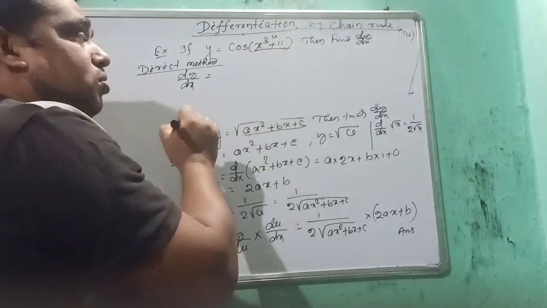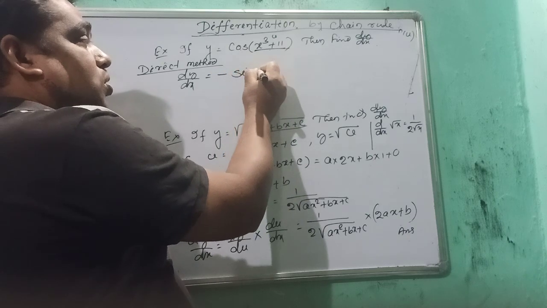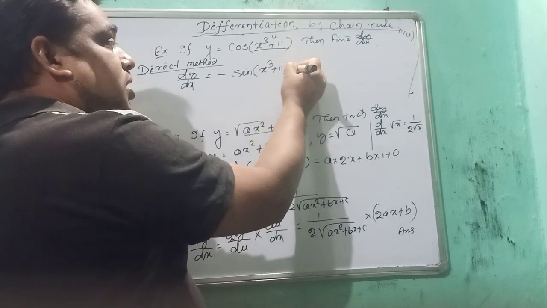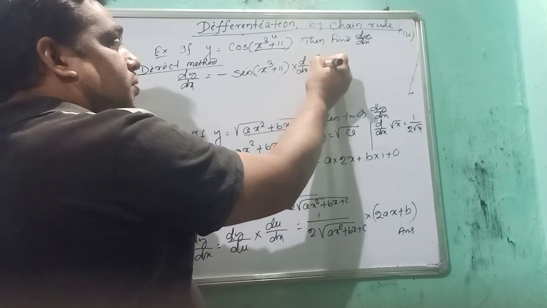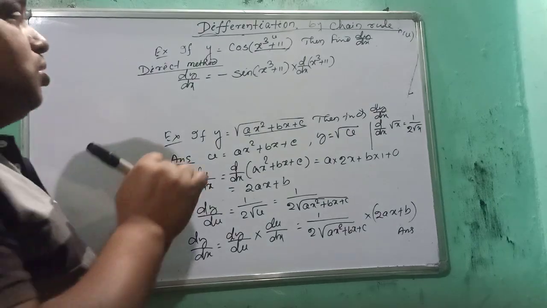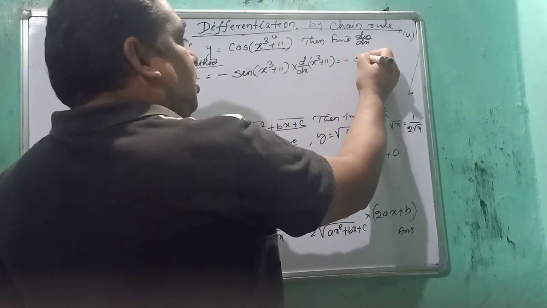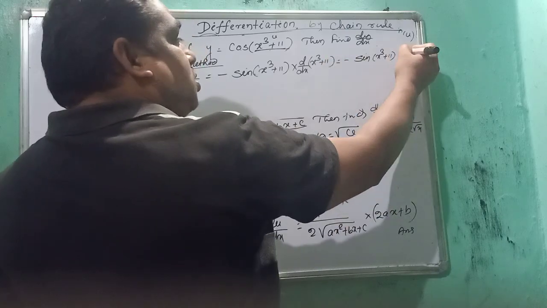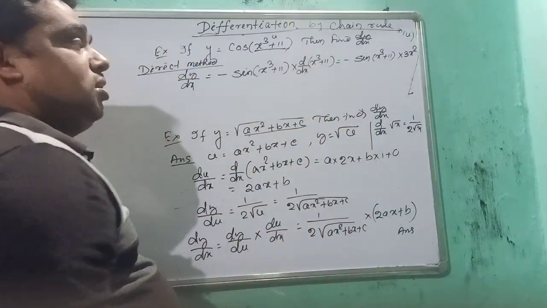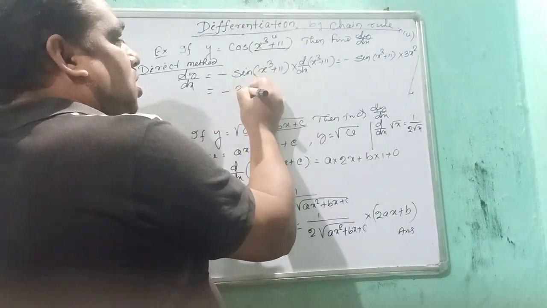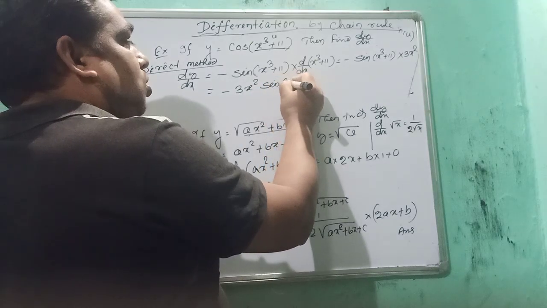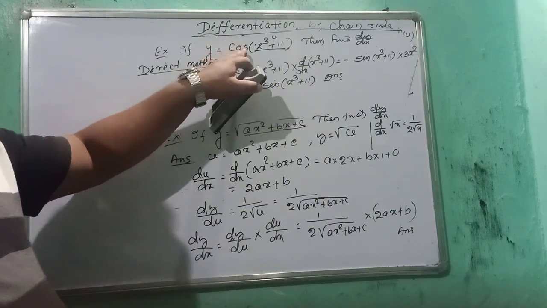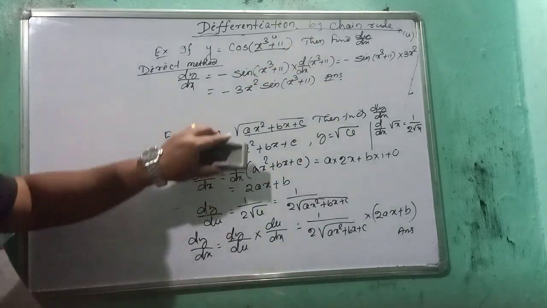What is the derivative of cos u? Cos u derivative is minus sin u into, where u is x cubed plus 11, into the derivative of x cubed plus 11. Which is equal to minus sin of (x cubed plus 11) into the derivative of x cubed plus 11. The x cubed derivative is 3x squared, the 11 derivative is 0. So its answer is minus 3x squared sin of (x cubed plus 11). That is the answer. That means you already know the cos u derivative: minus sin u into the derivative of u.